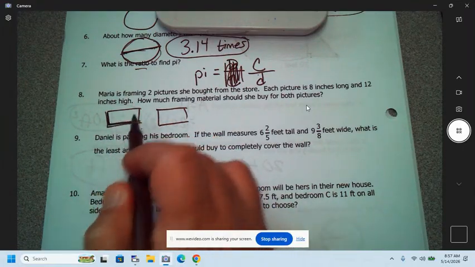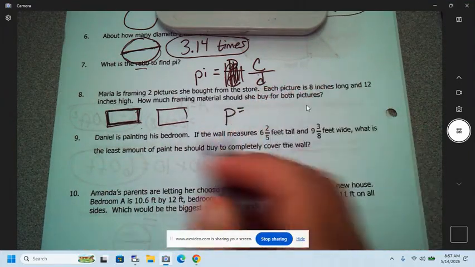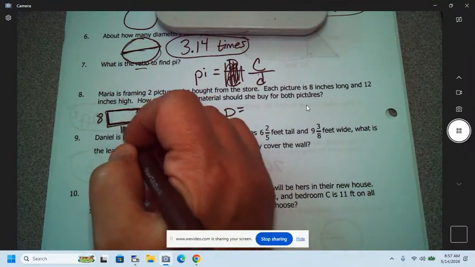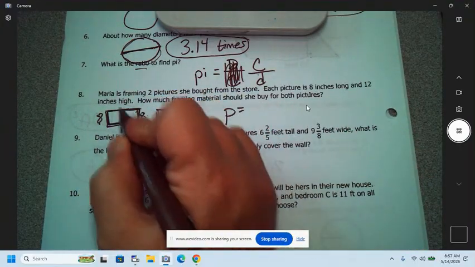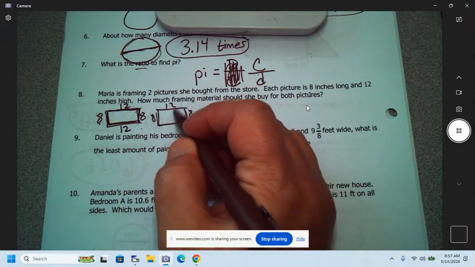So what are we using if we're putting a frame around the outside of a picture? That's going to be perimeter. And we're going to do it on 2 different pictures. And the measurements are 8 by 12. So I know if this one's 8, this is also 8. That one's 12, this is 12. We've got 8, 8, 12, 12.